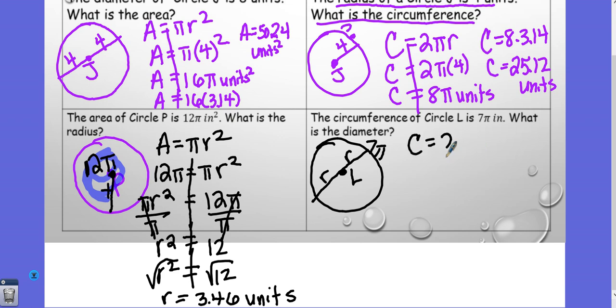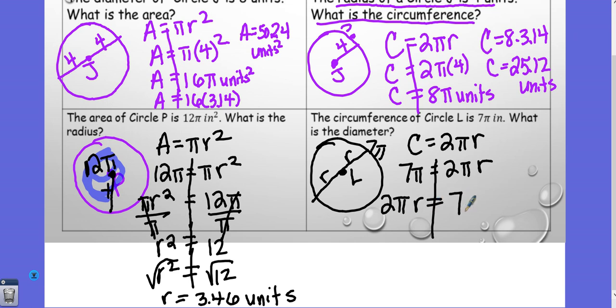So since they gave me the circumference, I know to use this formula, and 7 pi equals 2 pi r, that's what we're looking for. So I'm going to switch my symmetric property of equality, divide by 2 pi, divide by 2 pi. The pi's go away here, and r equals 7 over 2, or you can say r is 3.5. Either one, both answers are correct.